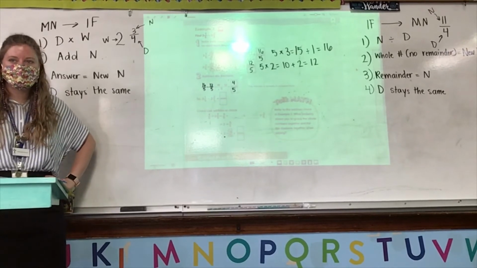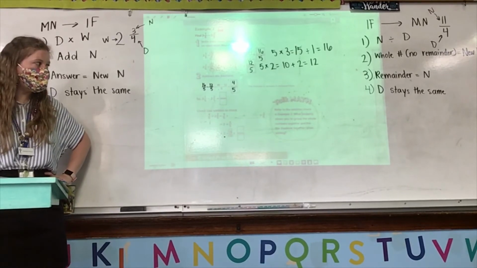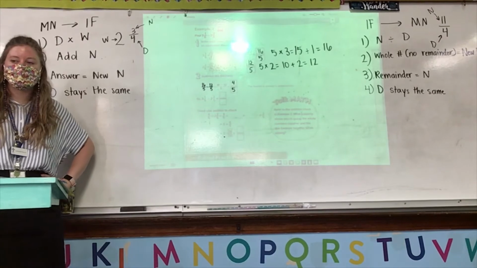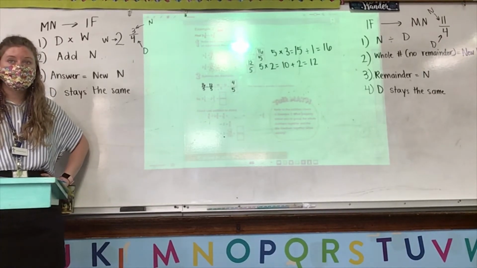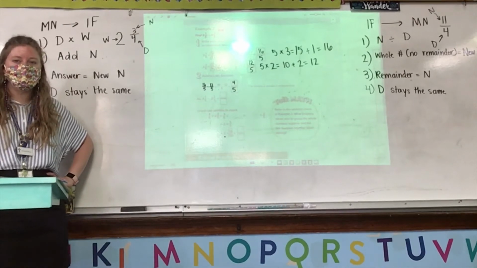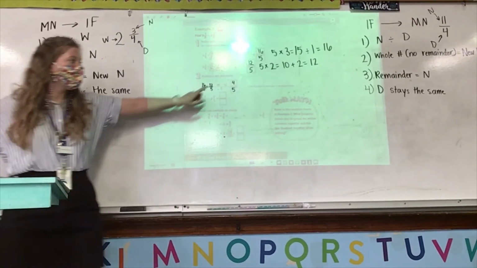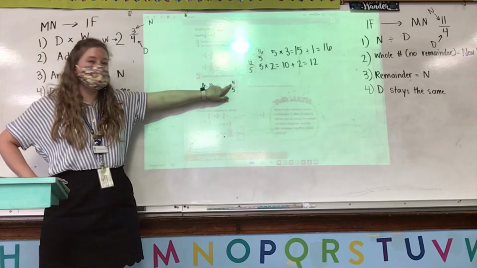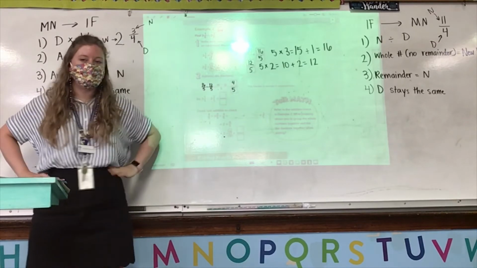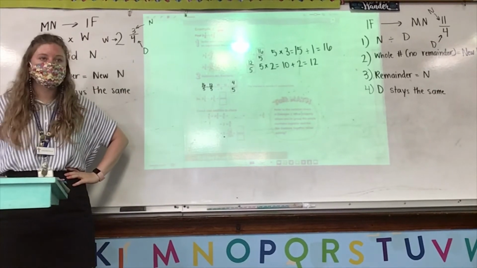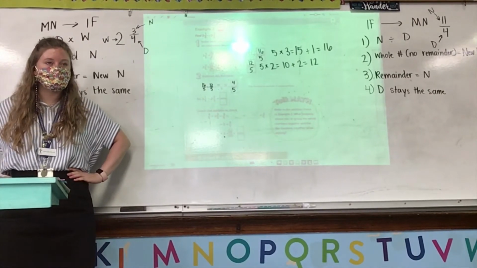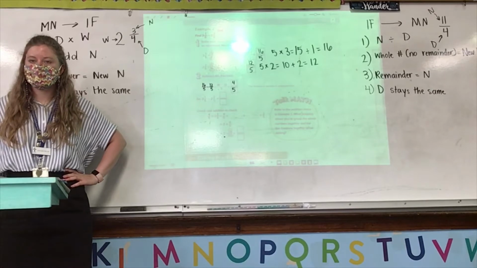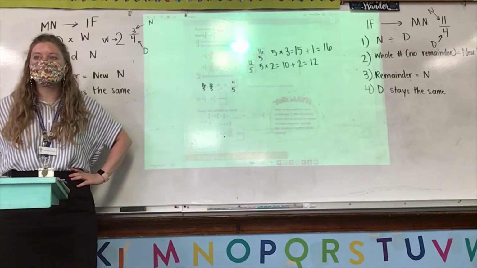Wait a second. What do you notice about the answer to our subtraction problem? It's already in simplest form. It is already in simplest form, but what else do you notice? Because 5 is prime, 4 is not, but 4 is not a factor of 5. What else do you notice about 4 fifths that's different from example 1?